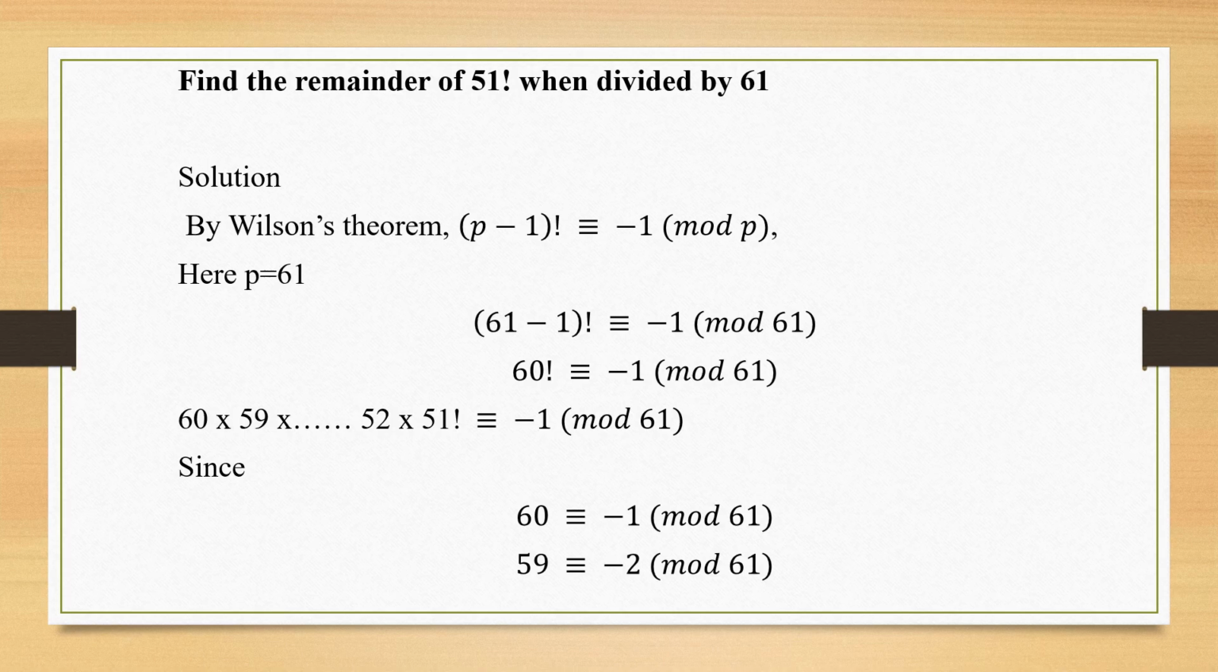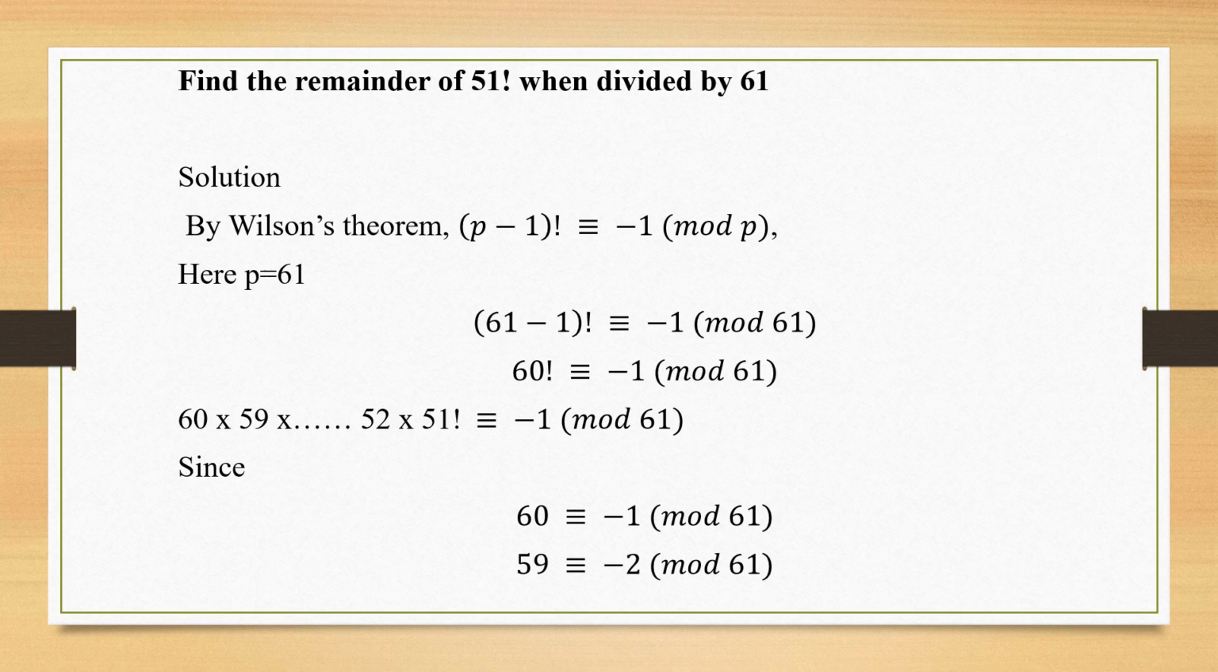Find the remainder of 51 factorial when divided by 61. Wilson's theorem states that when p is a prime number, (p minus 1) factorial is congruent to minus 1 mod p. Since we are dividing by 61, and 61 is a prime number, we can apply Wilson's theorem. Here p is equal to 61. So 61 minus 1 factorial is congruent to minus 1 mod 61. So 60 factorial is congruent to minus 1 mod 61.